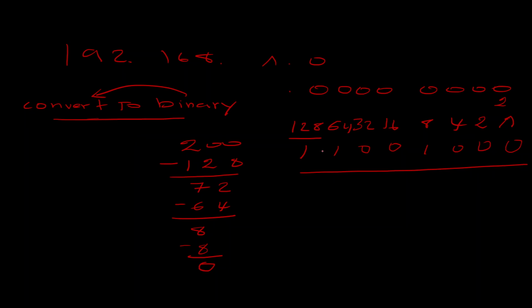Converting from binary to decimal is easy. What you do is sum the bits that are turned on. So 128 turned on, plus 64 turned on, plus 8 turned on, and this equals 200. You get the idea? It's easier to convert from binary back to decimal, and to convert from decimal to binary, you use the method I just showed you.